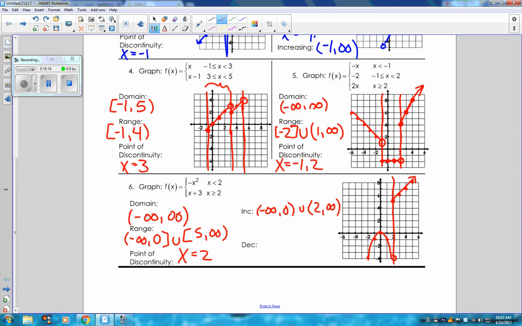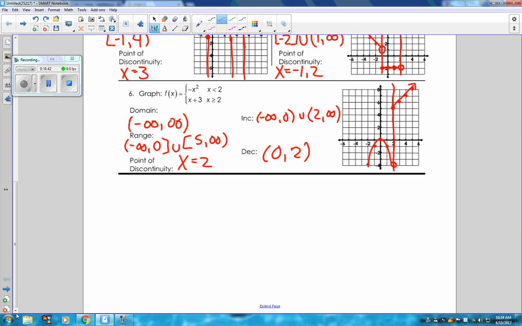What about decreasing? Where am I decreasing from? 0 to 0. This continues on and on past this line? Oh no. 0 to 2. Because on this side of the parabola, it stops. This parabola cannot go beyond this line. And then I'm going to raise this a little bit so y'all can see it.